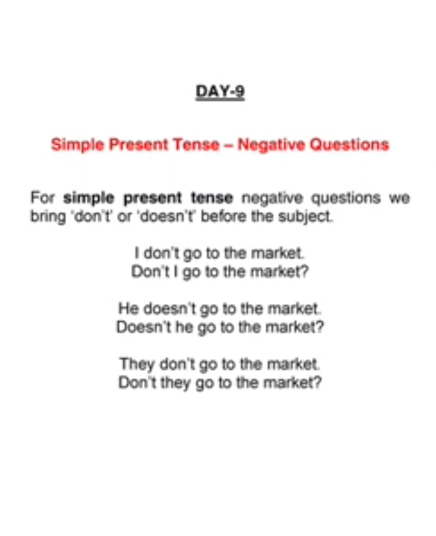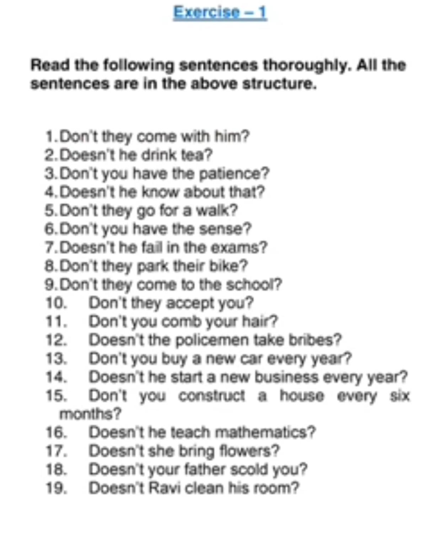I don't go to the market. Don't I go to the market? He doesn't go to the market. Doesn't he go to the market? You are asking about a regular action of a person, whether he's not going to the market or not. They don't go to the market. Don't they go to the market? And so on.